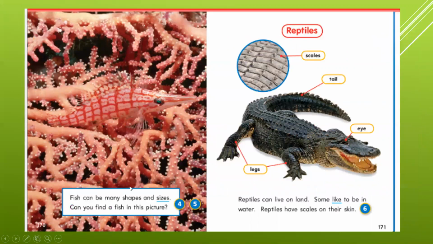Let's read the second page. Fish can be many shapes and sizes, so they are different. How? In the shape and in the size. Can you find a fish in this picture? Yes, I can find one fish here. It's so different in the color, by the way, and in the shape, okay, and in the size.